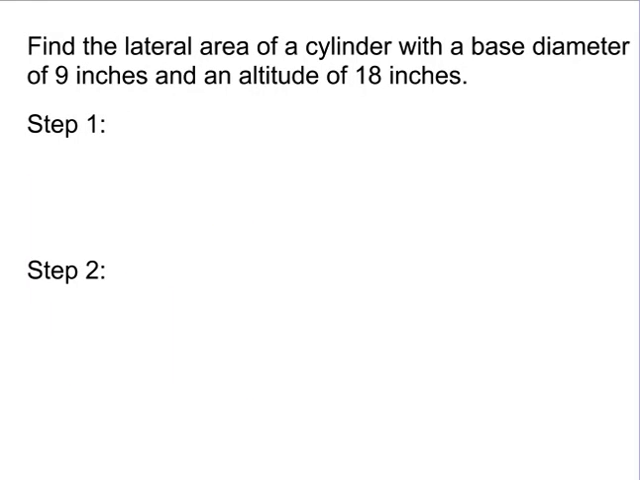Let's do one more example. Find the lateral area of a cylinder with a base diameter of 9 inches and an altitude of 18 inches. So the first thing we want to do is find C. We know that C is just diameter times the height. Sorry, diameter times pi. Had a brain cramp. Diameter times pi. So circumference equals 9 pi.